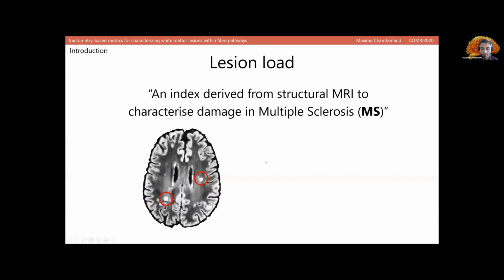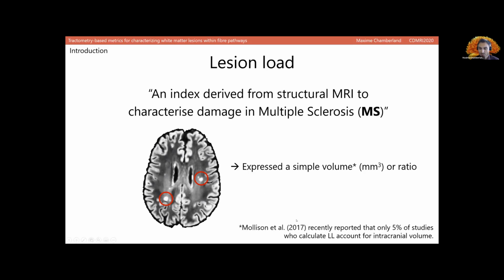So I'm going to start right away. The most common approach in the field right now to characterize brain damage in MS is looking at lesion load. This is a structural index derived from structural MRI, and it is often reported as a simple volume, actually, the volume of the lesions in the brain. I was quite surprised to see that only 5% of the studies report it as a ratio, so as a normalized volume of the lesions over the brain tissue volume. For the rest of the presentation, when we talk about lesion load, I'm going to talk about the normalized version, which makes a bit more sense than simply reporting a volume.